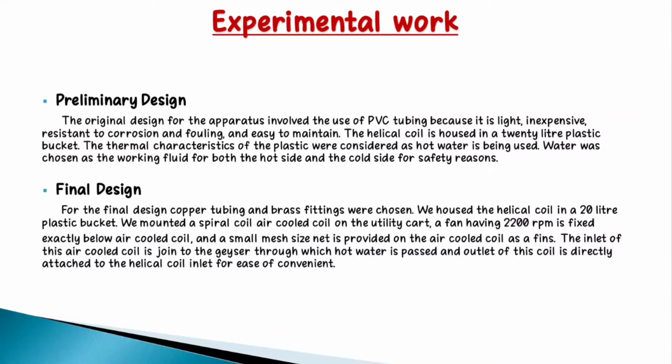For the final design, copper tubing and brass fittings were chosen. We housed the helical coil in a 20-liter plastic bucket. We mounted a spiral air-cooled coil on the utility cart. A fan of 2200 RPM is fixed exactly below the air-cooled coil, and a small mesh size net is provided on the air-cooled coil as fins. The inlet of this air-cooled coil is joined to the geyser through which hot water is passed, and the outlet of this coil is directly attached to the helical coil inlet for ease and convenience.